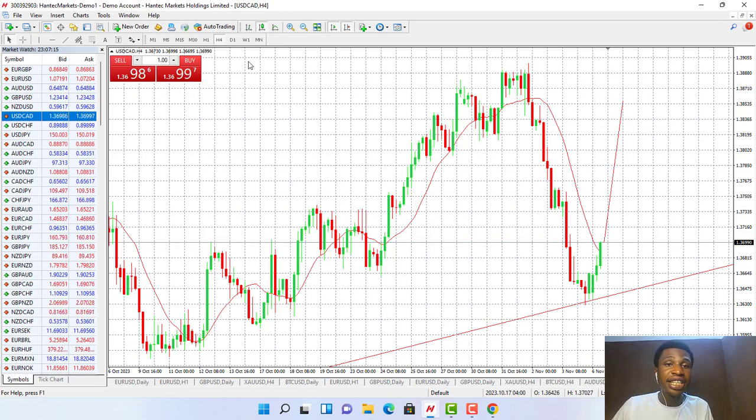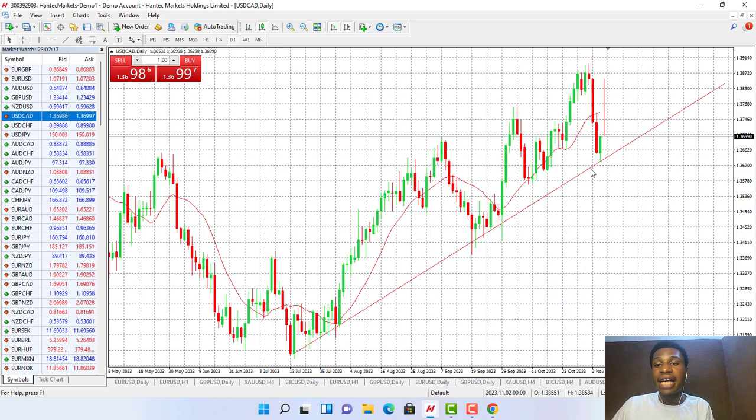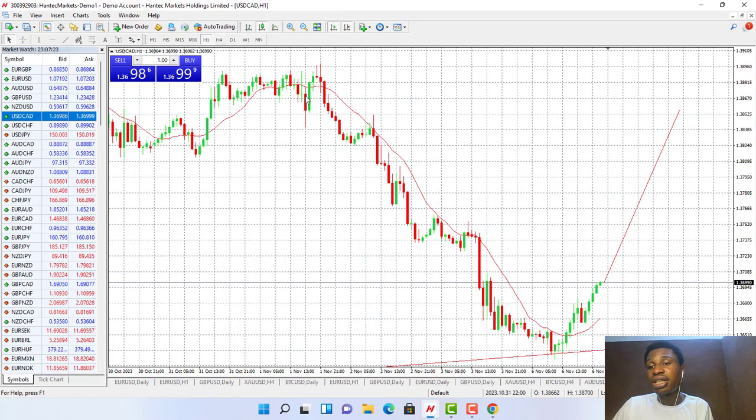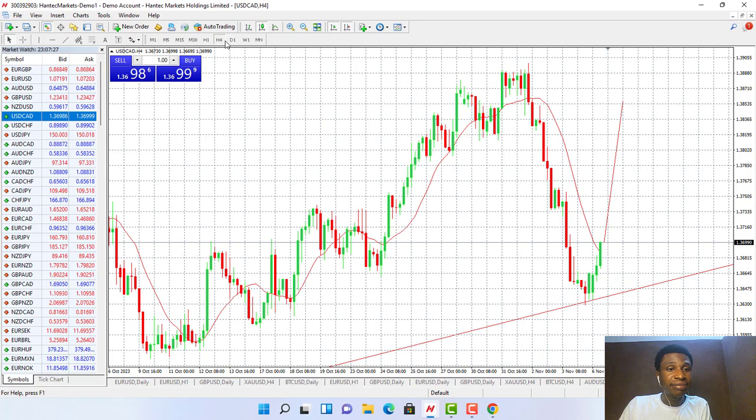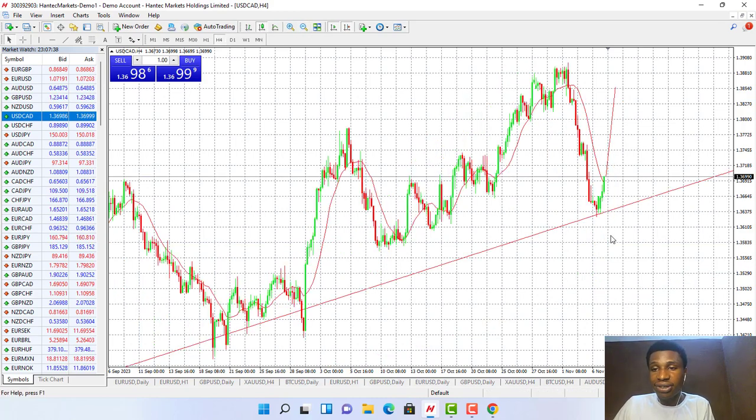So for now, USD CAD is still for a buy, except it breaks here, which has high possibility of breaking this trend line. But for now, you still think of buying the USD CAD. So USD CAD, don't think of selling the market or shorting the market. Only think of shorting the market or selling the market when the market has broken this trend line. If it has not broken this trend line, only think of buying the market and buying the market alone, right?